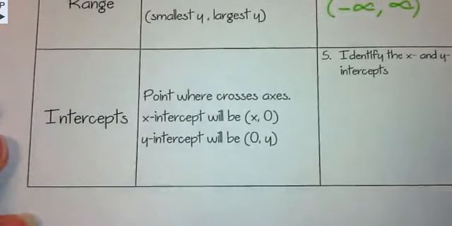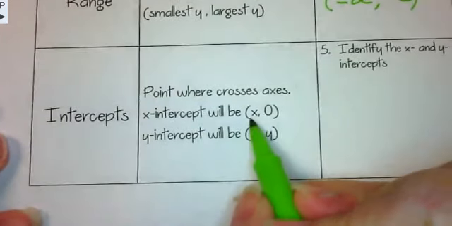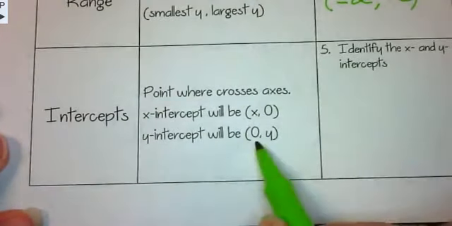All right, x-intercepts, just intercepts in general. This is where the function crosses the y-axis or the x-axis. And if it's an x-intercept, we write it as that number, 0. If it's the y-intercept, it's 0 and that number.